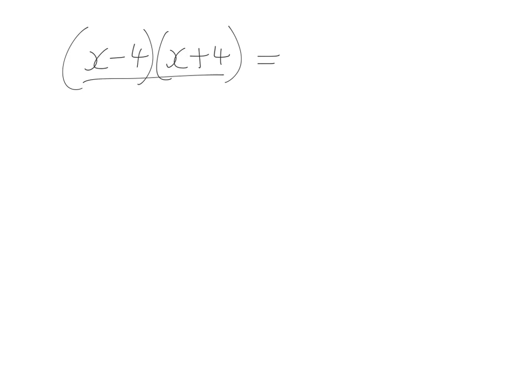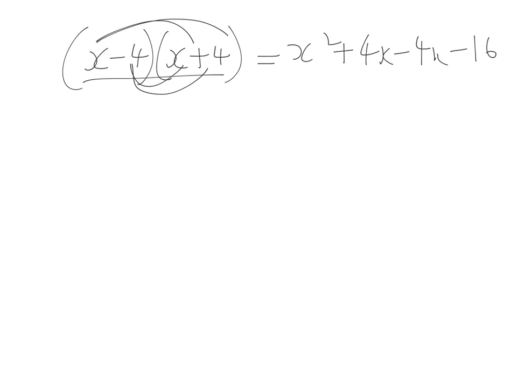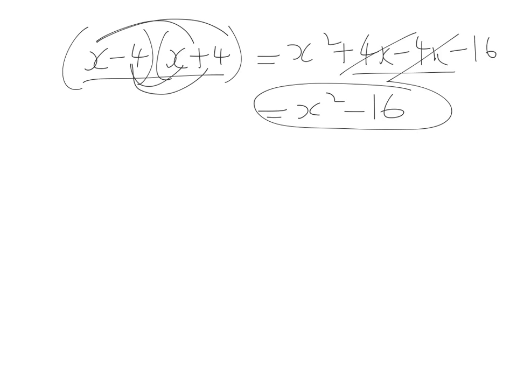So next up, when we have a binomial product with x minus 4, for example, and x plus 4, so we have exactly the same thing in both brackets except opposite signs, we can do slowly. X times x, x squared. X times positive 4 is positive 4x. Negative 4 times x is negative 4x. And negative 4 times positive 4 is negative 16. And when we collect like terms, positive 4x minus 4x, they cancel each other out. And we're left with x squared minus 16. Now that is called a difference of two squares.